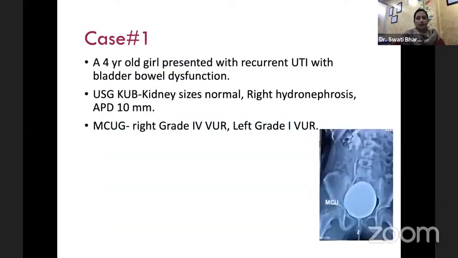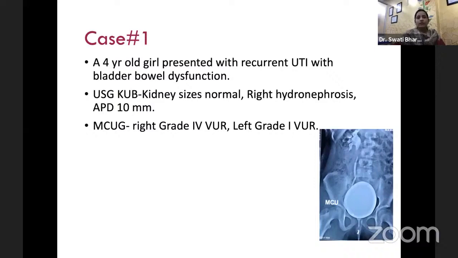So let's look at a case. This is a 4-year-old girl who presented with recurrent urinary tract infections, and on history she also had bladder bowel dysfunction, severe constipation, and she was in the habit of holding urine. So as usual, the first investigation was ultrasound. Kidney sizes were normal, but there was significant right hydronephrosis. And after treating the UTI, the MCU showed right grade 4 reflux and left grade 1 reflux.